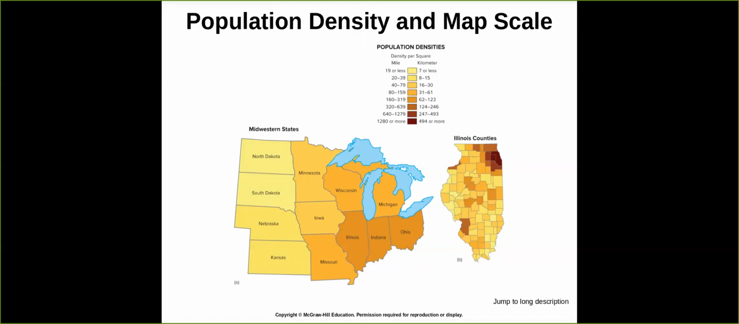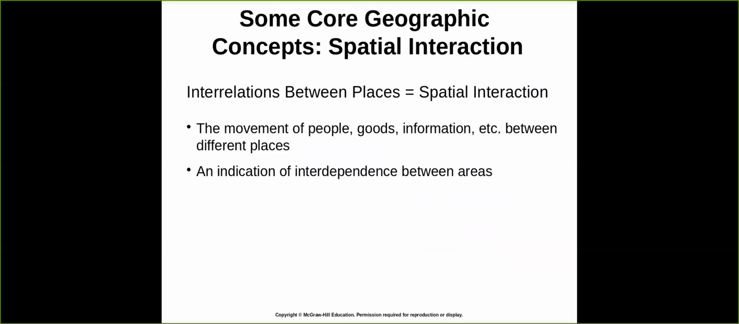So as you zoom in on the scale, and you're looking at things at different scales, you can see different patterns emerging, and that's an important thing to take notice of. Spatial interaction, we're going to cover this in depth in Chapter 7 when we get to that in a few weeks.